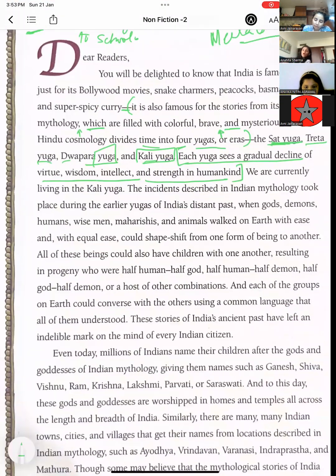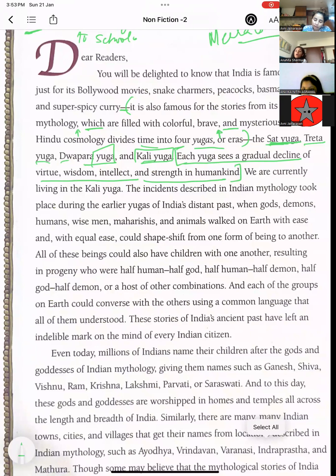The incidents described in Indian mythology took place during the earlier yugs of India's distant past, when gods, demons, humans, wise men, maharishis and animals walked on earth with ease, and with equal ease could shift from one form of being to another. They could even change their form. They could become a tiger, etc. Things that we have read in Hindu mythology. Yes, Anahita, they can change their forms. Yes, you should read one of these Hindu mythological books which is for children.